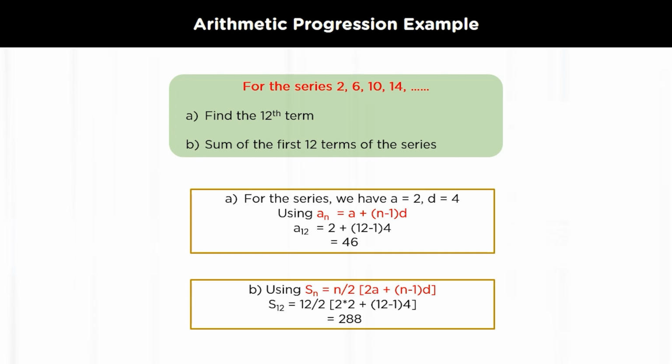To calculate the sum of the first 12 terms of the series, we'll use the formula Sn = n/2 [2a + (n - 1)d], where n is the number of terms, a is the first value, and d is the common difference. Putting the values in the formula, we'll get the value to be 288. So the sum of the first 12 terms of the series is 288.